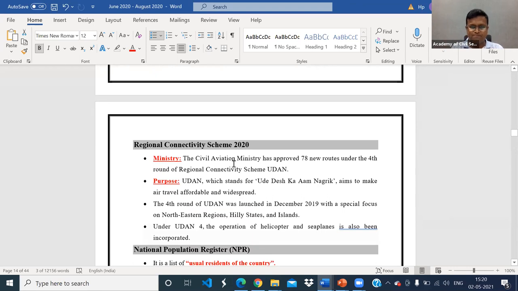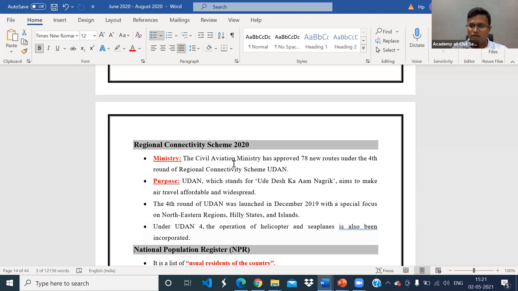Regional connectivity scheme. See, the Udaan scheme. Udaan means flying. This is a scheme of the Government of India. Recently, the Ministry of Civil Aviation approved 78 new routes, which means new destinations under the Udaan scheme. It is making flight facilities available to remote cities in India. This is the fourth round of the Udaan scheme.